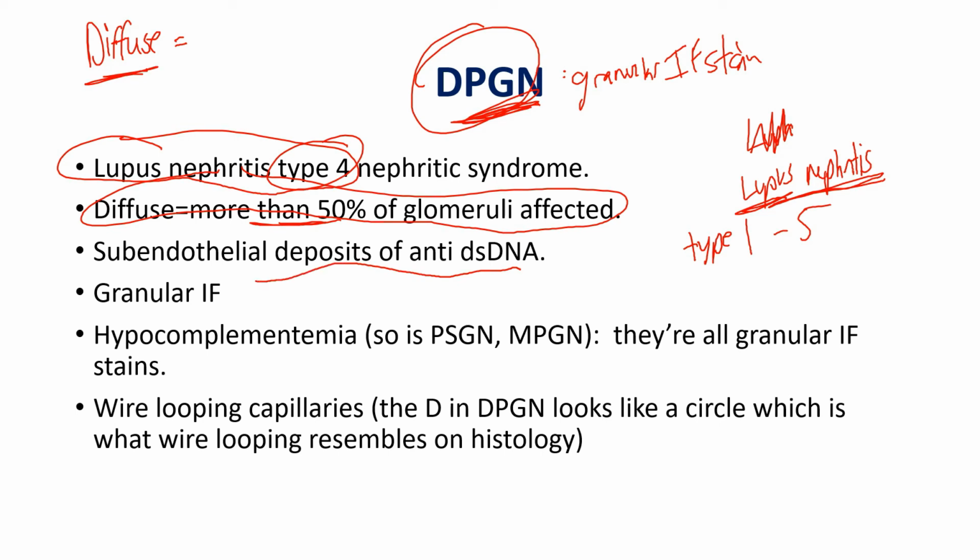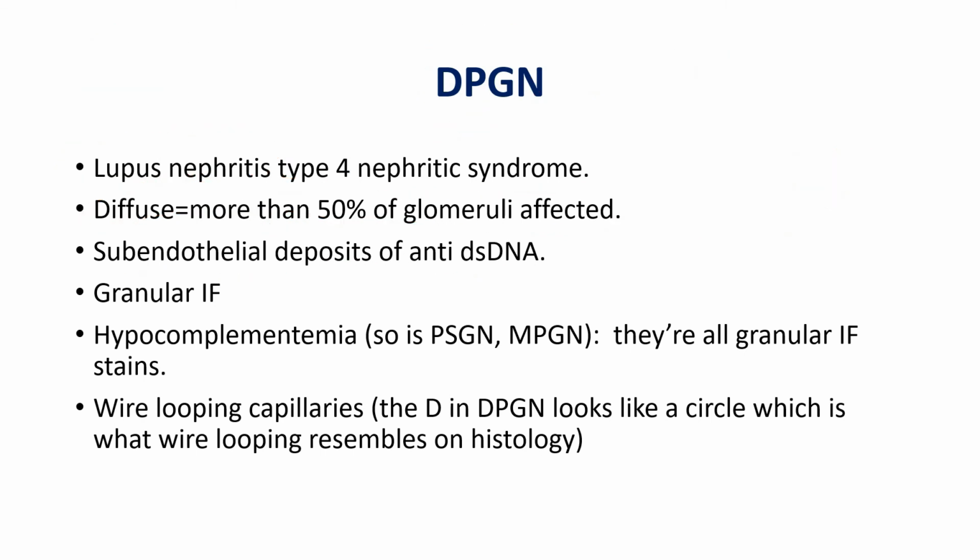subendothelial deposits of anti-double-stranded DNA. Subendothelial. Let me clear this and go back to talk about how we're going to intuitively make this make sense. We have a filtration membrane. Here's our glomerulus. We have our endothelial cells, the ones in direct contact with the blood coming from the afferent arteriole here. Then the blood drops off its substrates to be filtered, and sends the rest out to the efferent arteriole.